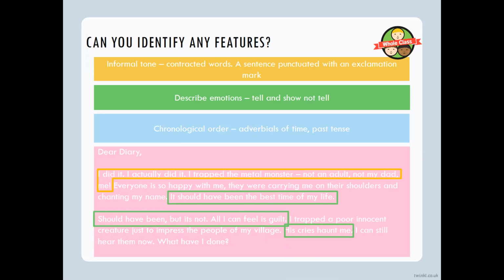So my next few sentences meet my second success criteria. I've described my emotions. In the first two sentences, I tell the reader my emotions. So it should have been the best time of my life. Should have been, but it's not. All I can feel is guilt. And in the third paragraph that sentence that I've highlighted, I've used show not tell. His cries haunt me. And finally, I've written in chronological order.